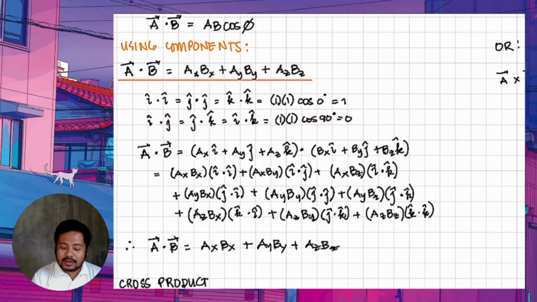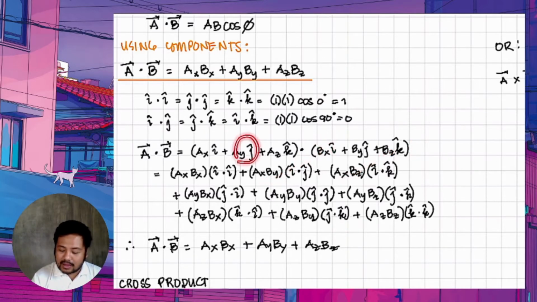So we have here only 1 if we have cos 0, if they are in the same direction, parallel with each other. But the other case is if they are perpendicular with each other, i and j, j and k, and i and k. That's perpendicular, 90 degrees, and cos 90 will always give us 0. Hence, we have here i dot j, i dot k. This will always be equal to 0. Same thing with the other one.